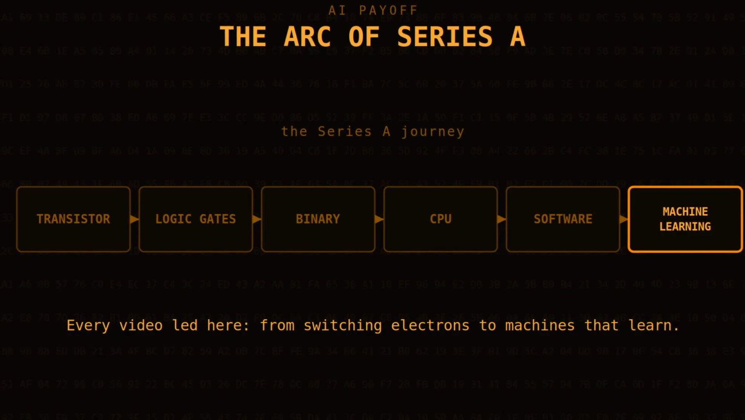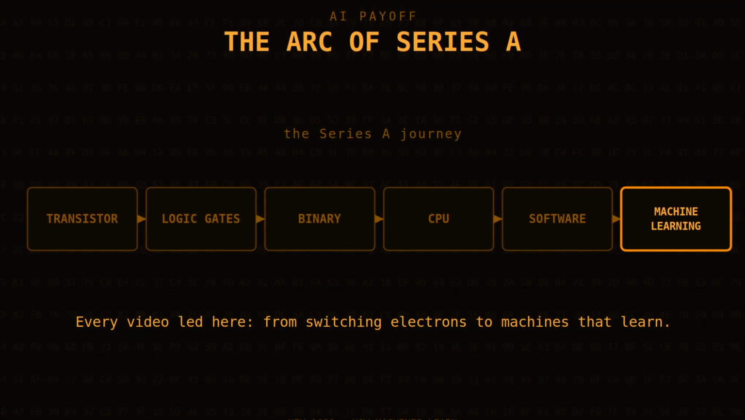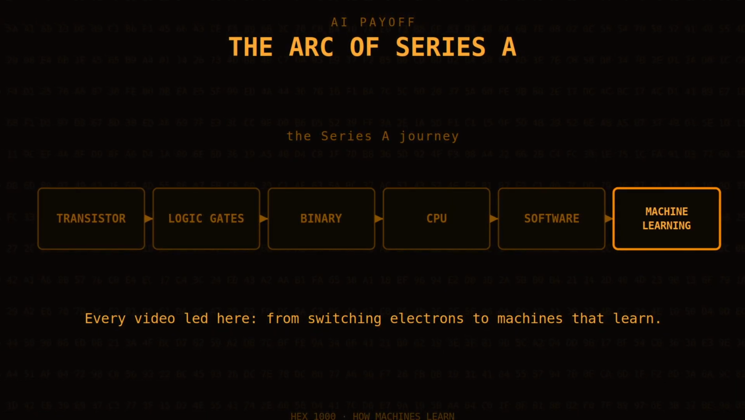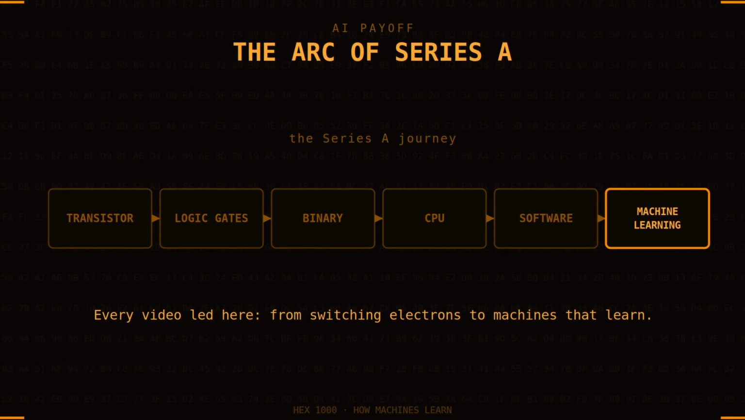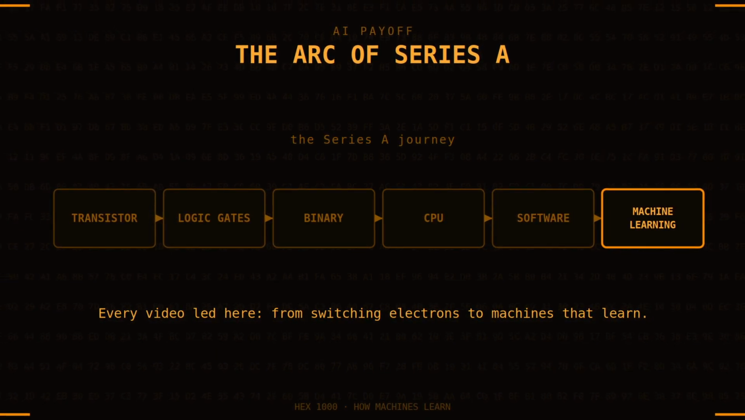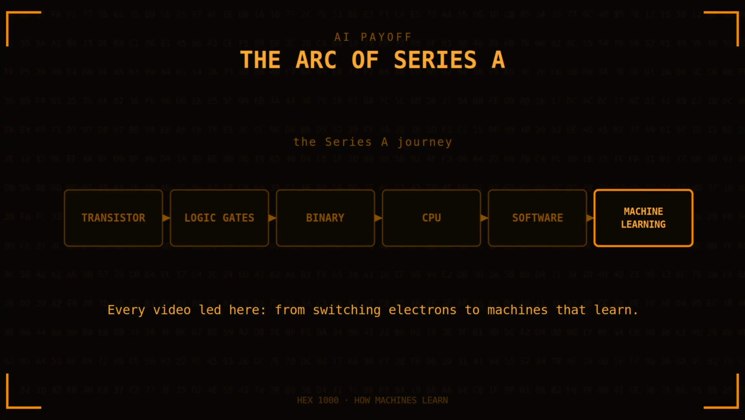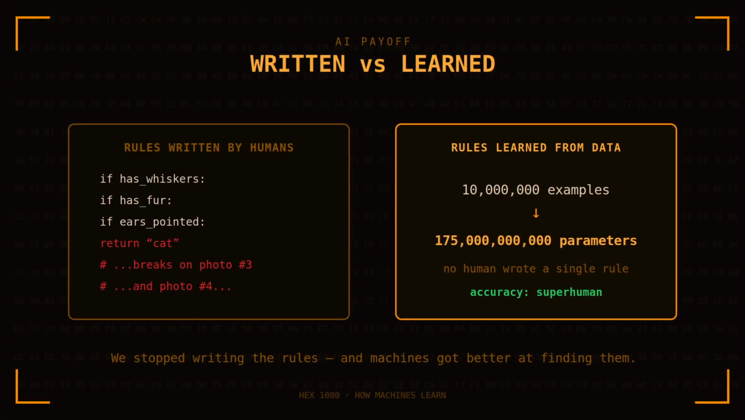Step back and look at what this series has built. We started at the transistor, a switch on or off. We stacked switches into a CPU that follows instructions. We saw how memory holds those instructions, how the operating system manages everything, and how a compiler turns human language into machine code. Every single layer, up to now, has been about one thing: a machine faithfully executing instructions a human wrote. This video is where that breaks.